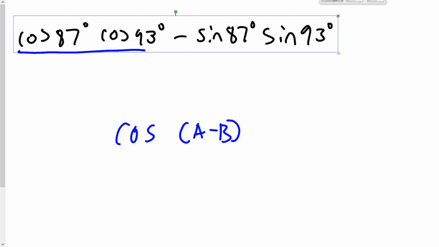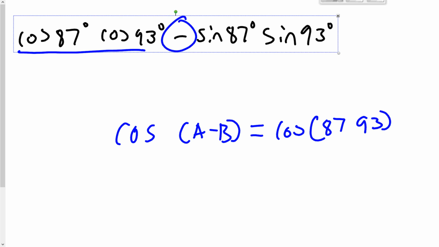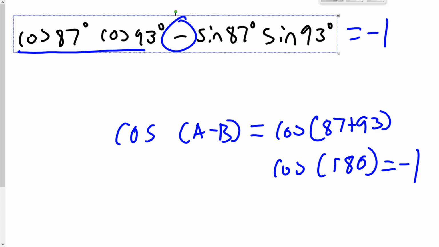So we want to figure out what angles we're using. 87 is our first angle, and then we're doing 93. And then our sine is always backwards on cosine, right? So this is actually going to be plus, so then we can add these. So we get 180, and cosine of 180 is negative 1. So the answer to this is negative 1.